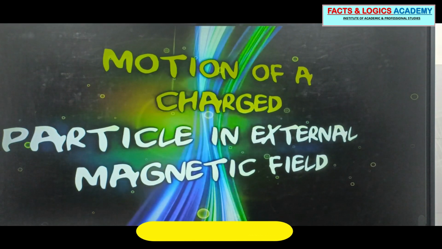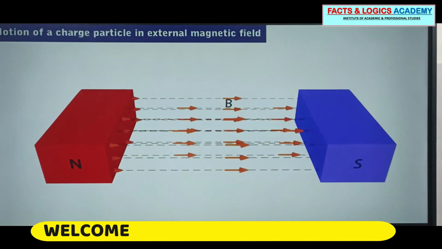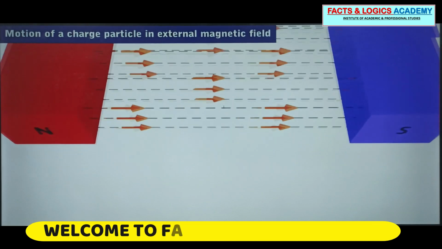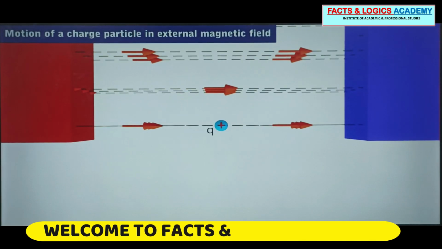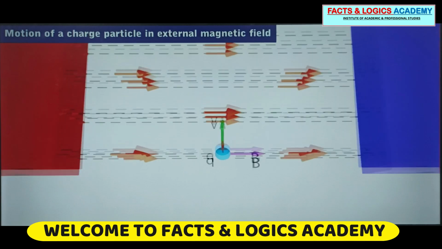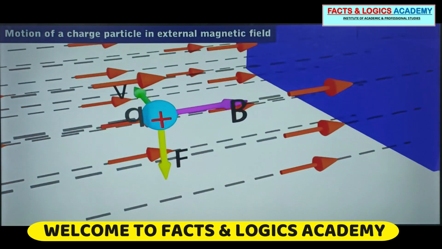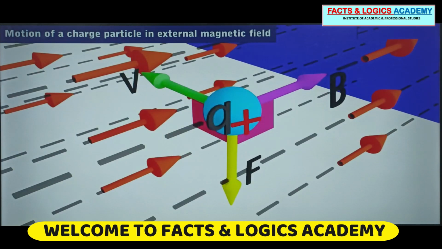External magnetic field. Let us consider a uniform magnetic field of strength B. Let a charged particle of charge Q be projected into the magnetic field with a velocity v perpendicular to the direction of the magnetic field. When the charged particle is moving perpendicular to the magnetic field, the charged particle experiences maximum force, and this force is acting perpendicular to both the magnetic field and the velocity of the charged particle.